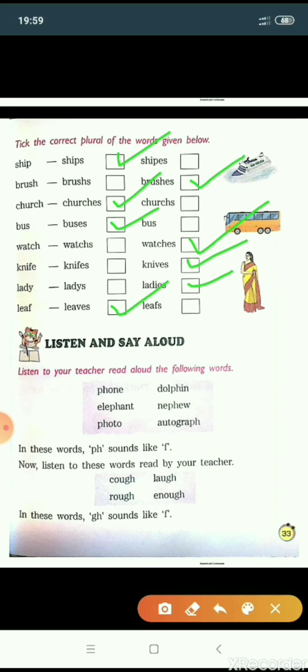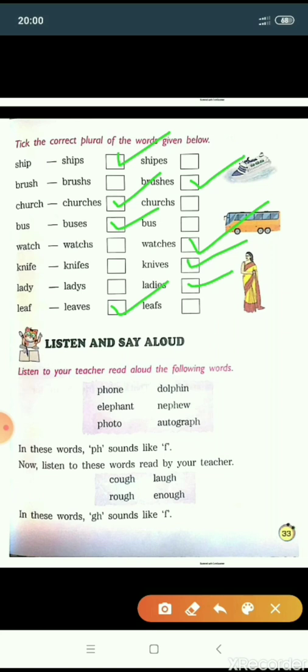Phone, dolphin, elephant, nephew, photo, autograph. Now, in these words, PH sounds like F. Phone, dolphin, elephant, nephew, photo, autograph.